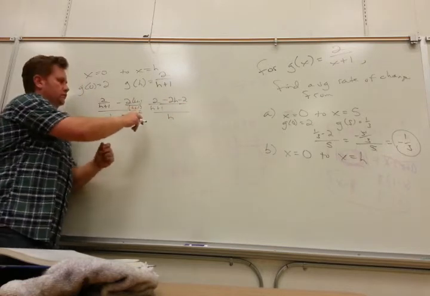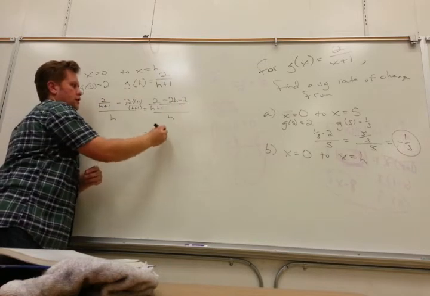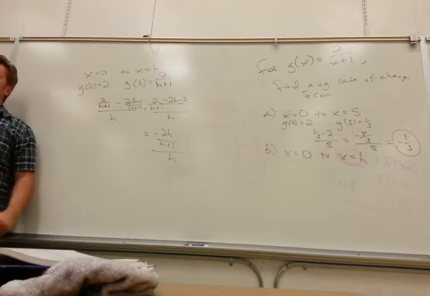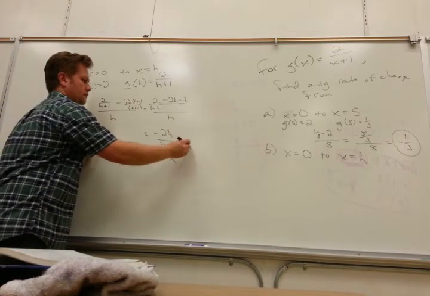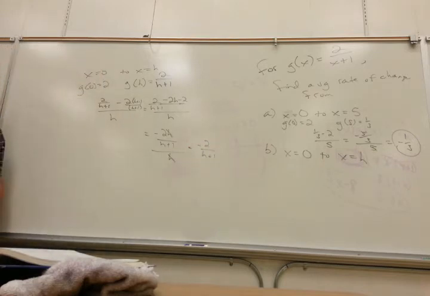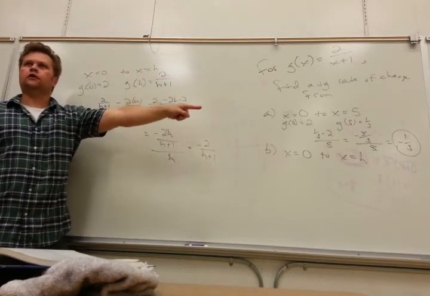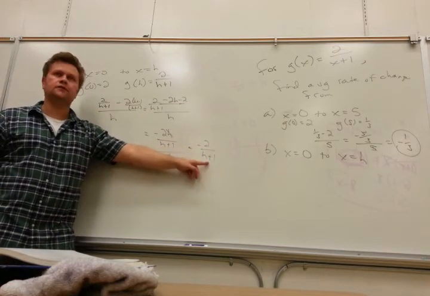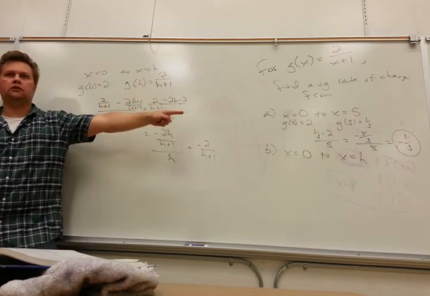So what happens on the top here? Do the 2's go away? So you get negative 2h over h plus 1, over h. The h and h cancel. Good, the h and h cancel. You get negative 2 over h plus 1. Let's check it. When h is 5, what did we get? Negative 1/3. So if I make h 5, I get negative 2 over 6, which is negative 1/3. So this is a more general application of what we did in part A.